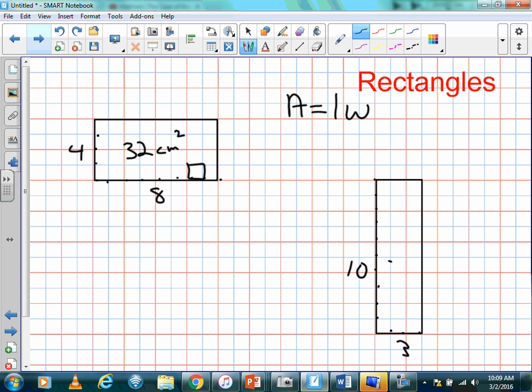30 centimeters squared. Okay, and again, that's the formula in case you don't have graph paper.